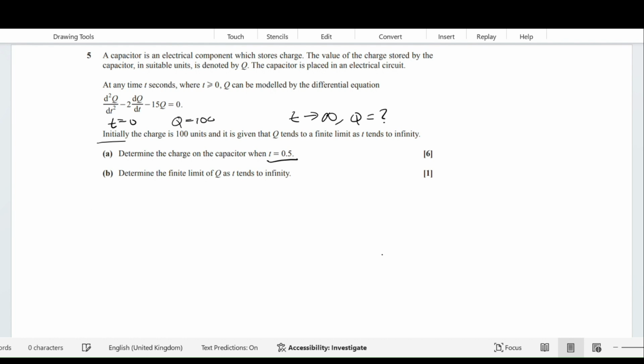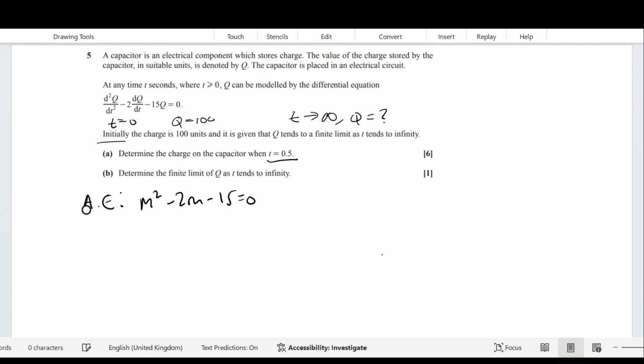If we're trying to find a solution for Q from a second order differential at a certain time, we'll have to first be able to solve the differential equation and then find a particular solution. So the first thing we're going to do is use the auxiliary equation, which you should have heard before, to find the general solution. So I'm just going to write AE, and then we're going to do it. So it's m squared, so no coefficient there, then it's minus 2 dq over dt, so it'll be minus 2m. Then we have minus 15q, so it will be minus 15 equals 0.